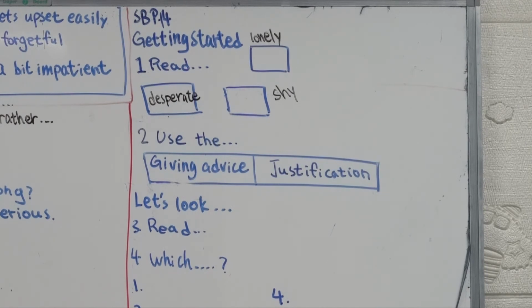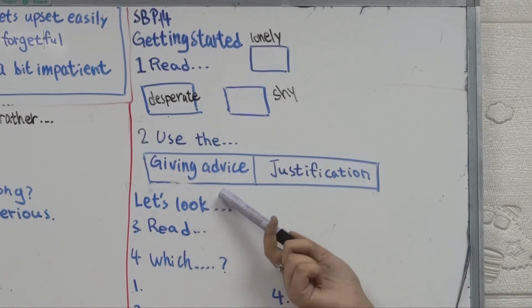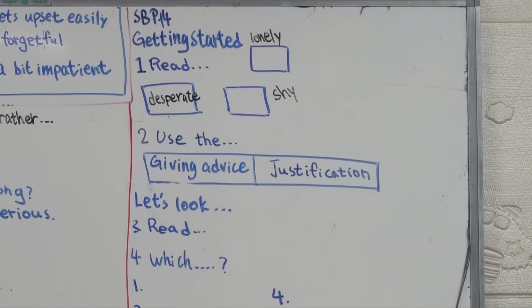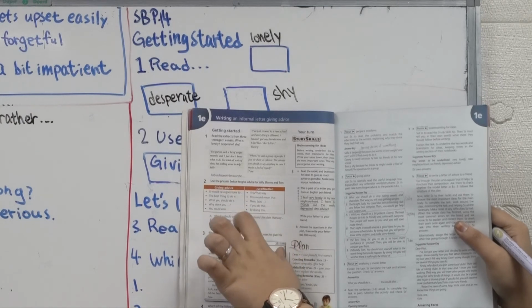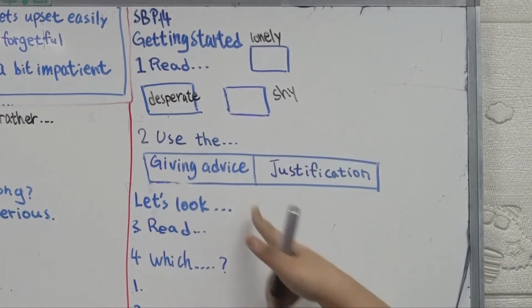Alright, so here is part 2. Giving advice and justification. So how do you give advice? You should do this, right? Justification. How do you justify something, okay? How do you prove your words? Alright, use the phrases below to give advice to Sally, Danny, and Tom. So give advice. I'm reading this table, alright? Actually, there are many points, right? So let's read together. Giving advice.